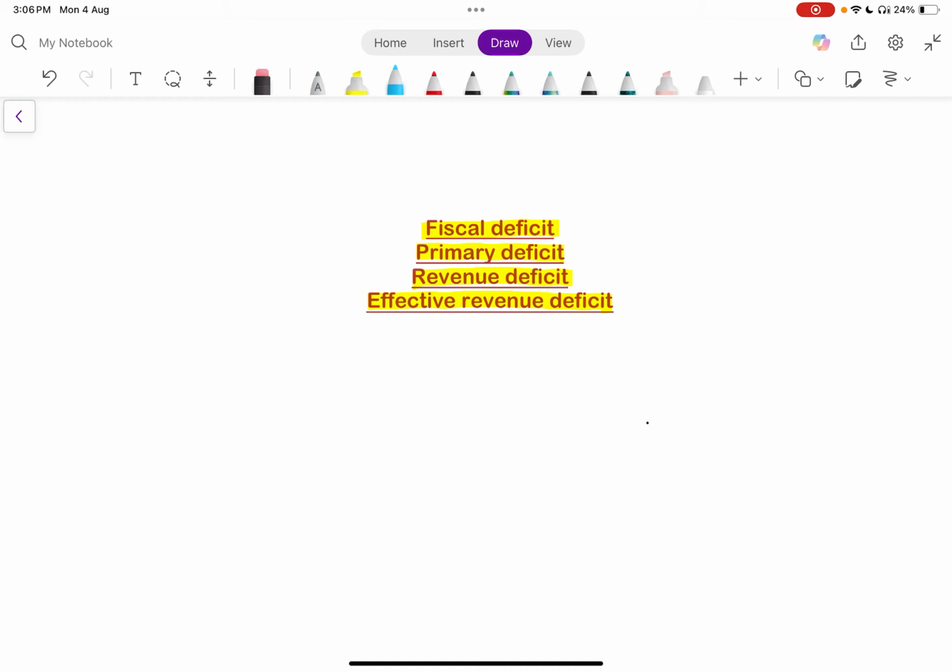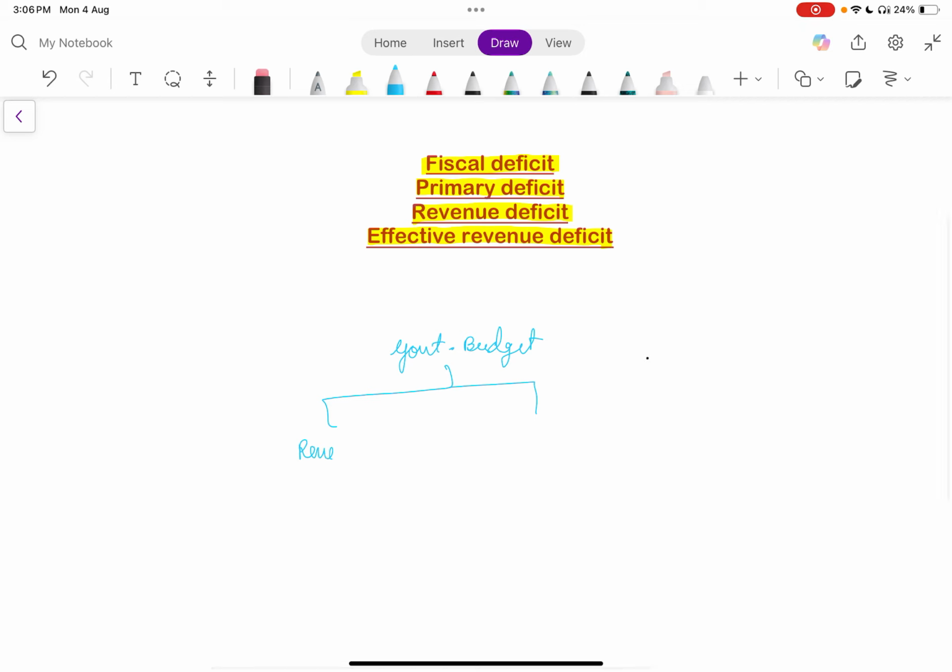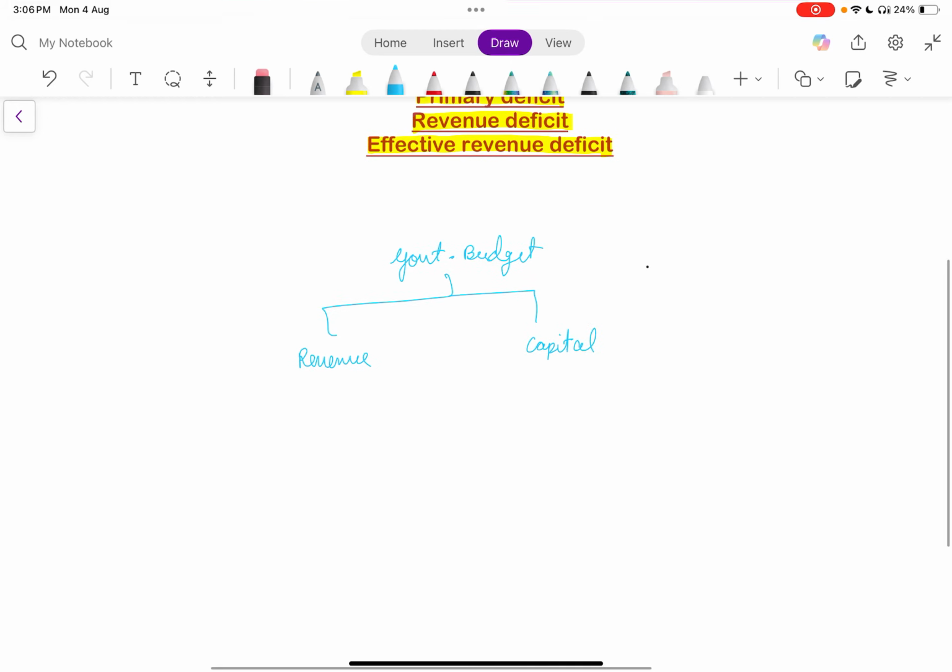So first, starting from the structure of the government budget. Any government budget here has two components. One is its revenue and the second one is capital. So in revenue, we have revenue receipts and revenue expenditure, and in capital also we have capital receipts and capital expenditure.